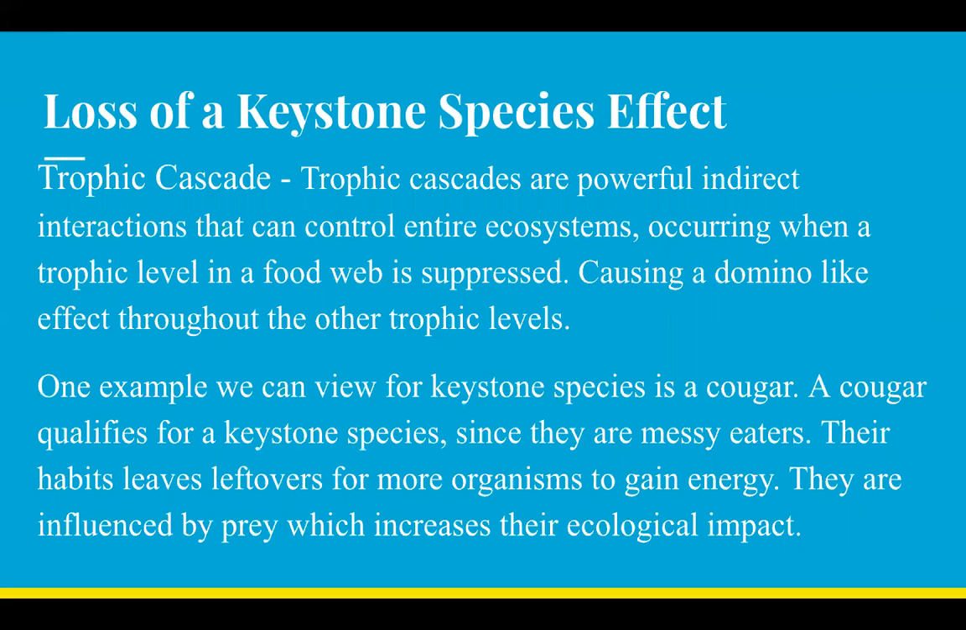Trophic cascades are powerful indirect interactions that can control entire ecosystems, occurring when a trophic level in a food web is suppressed, causing a domino-like effect throughout the other trophic levels. One example we can view for keystone species is a cougar. A cougar qualifies as a keystone species since they are messy eaters. Their habitat leaves leftovers for more organisms to gain energy. They are influenced by prey, which increases their ecological impact.